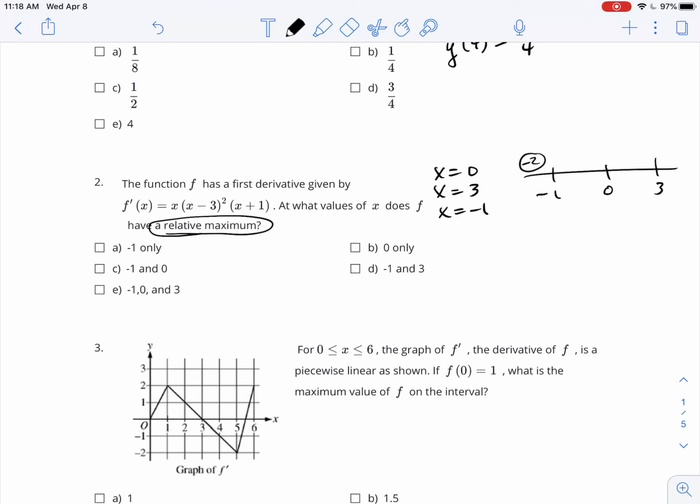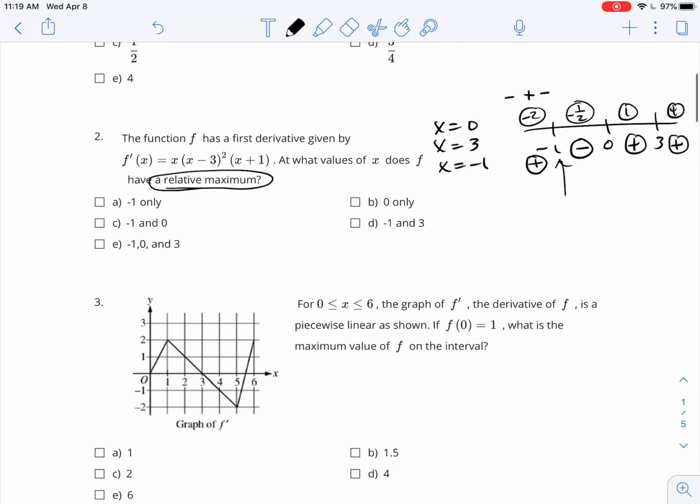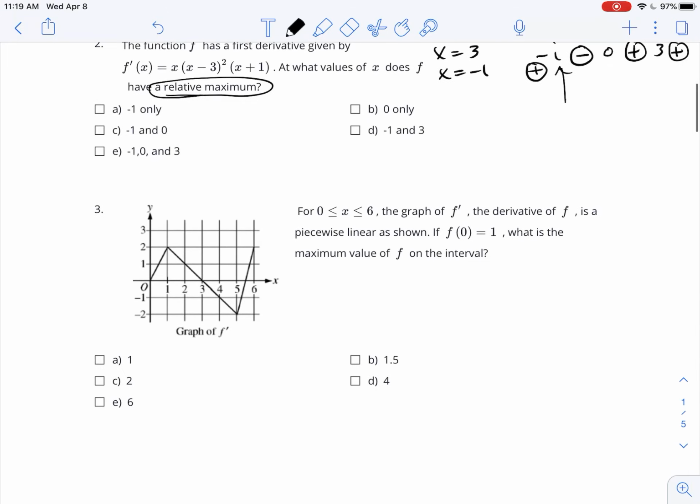Put these on our number line and we'll test the intervals. If you take a value less than negative 1 and plug it into each of the factors, we're going to have negative, positive, negative, so this interval is positive. I'm going to take negative half and plug it in, and that's going to give me a negative overall. If I take 1 and plug it in, that gives me a positive interval, and then something larger than 3 gives me a positive. And so to find a relative max, that's where the derivative changes from positive to negative, and so that's at just negative 1.